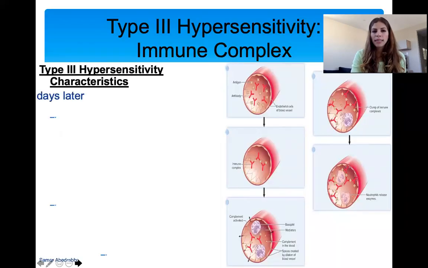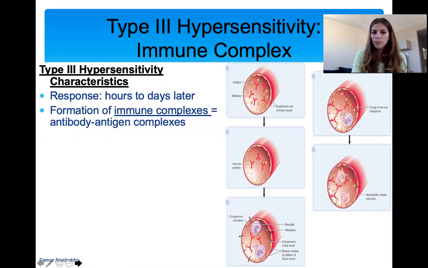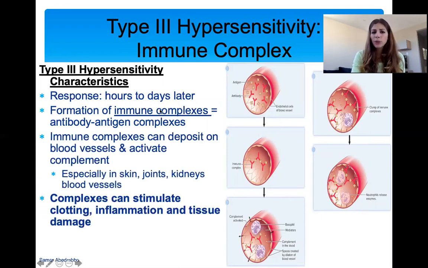So with type 3 hypersensitivity, this one is where your body forms immune complexes, and these immune complexes go on to damage blood vessels. So this takes hours to days later to see a response. And so these immune complexes are antigen antibody complexes, meaning antigens and antibodies bound to each other. And these complexes will deposit on your blood vessels, and activate the complement system. The complement system can lead to a lot of different issues, but you get a lot of clotting, inflammation, and tissue damage over time. So this is why type 3 hypersensitivity is bad.